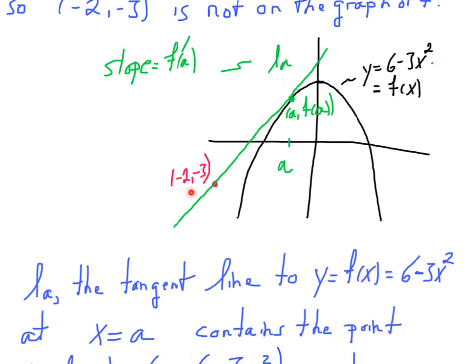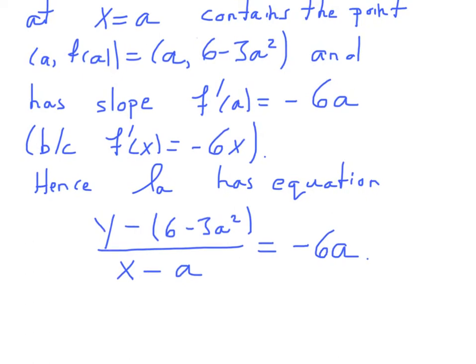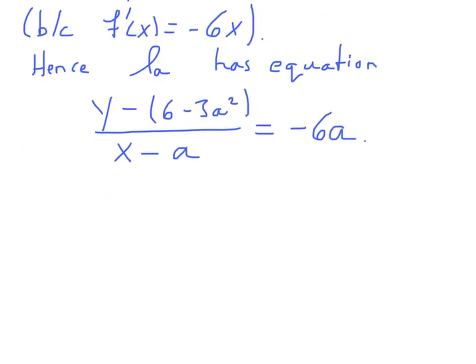The point (-2, -3) is going to lie on the line L sub a if and only if it satisfies the equation of the line L sub a. So let's go down, and now we have the equation of L sub a. Here it is. And we can say that (-2, -3) lies on L sub a exactly when it satisfies this equation. So we'll solve for all values of a such that (-2, -3) actually satisfies this equation. Okay, so let's write that out.